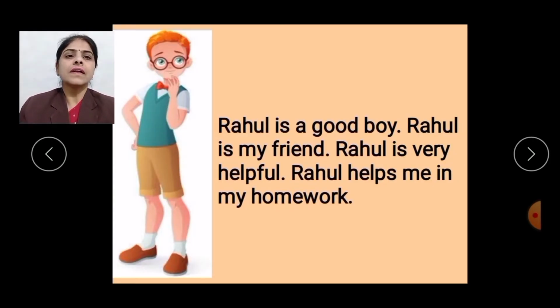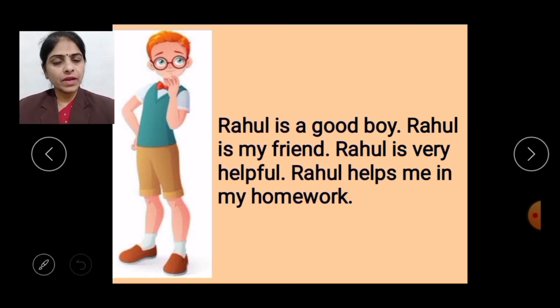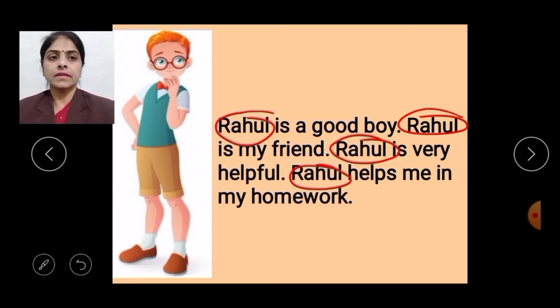Here, Rahul is a good boy. Rahul is my friend. Rahul is very helpful. Rahul helps me in my homework. Here you can observe the word Rahul is repeated again and again. It is used many times. And this repeated word is a naming word, means noun.